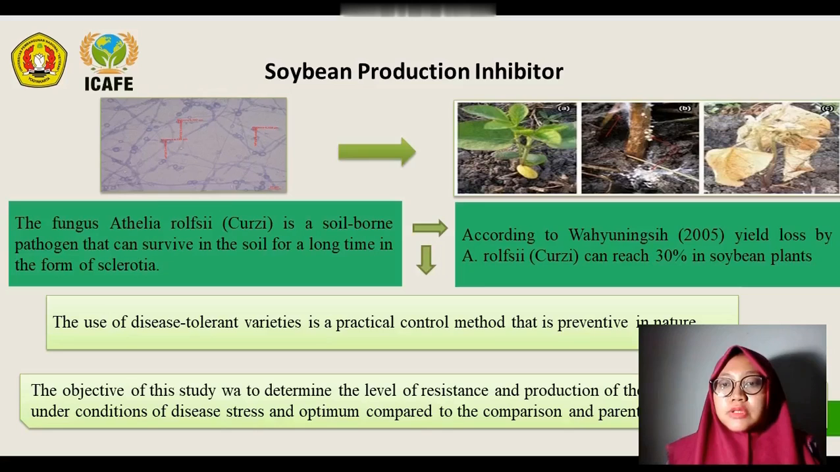Improvement of soybean agronomic traits such as early maturity, high production, and tolerance for stem rot disease through mutation breeding is one of the alternatives. The use of disease-resistant varieties is a practical control method that can be preventive. The objective of the study was to determine the level of resistance and production of the 7 mutant genotypes under conditions of disease and optimum compared to the comparison and parent varieties.